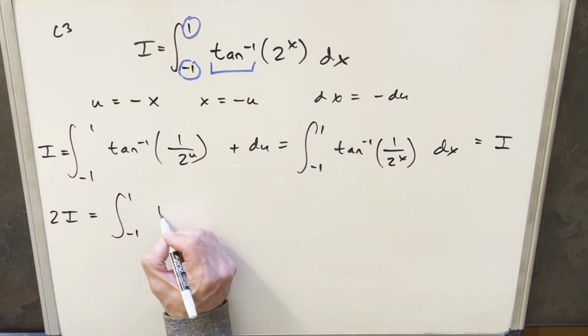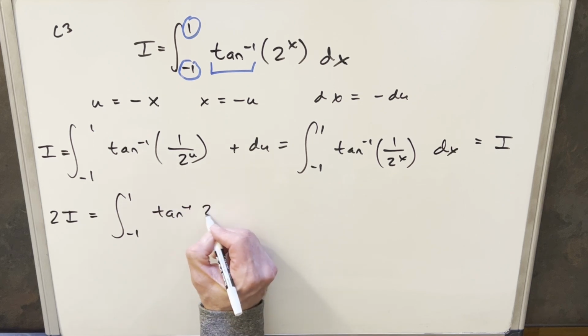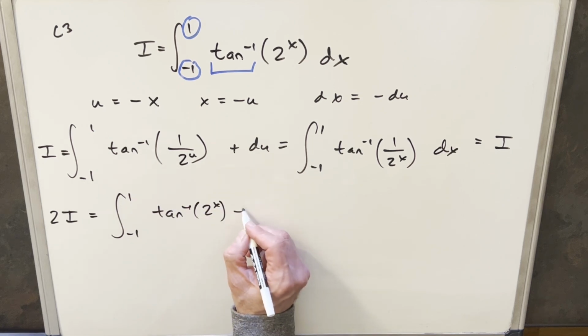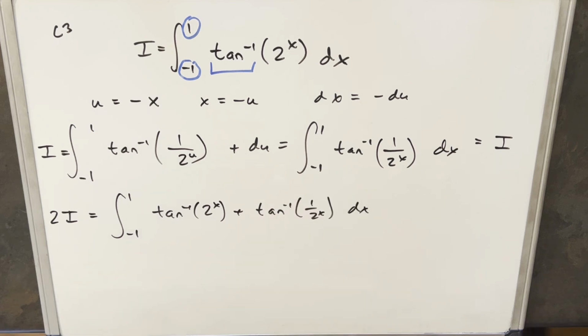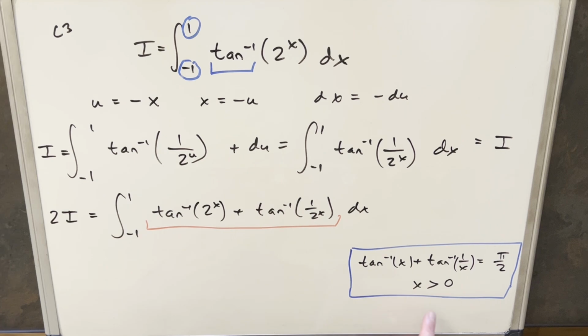So the first one, we're going to have just arctan of 2 to the x. And then for the second one, we'll have this thing. But now at this point, hopefully this thing right here is kind of familiar. We can use an identity on this. So let me just write out the identity we can use for this thing. Okay, we have our identity over here to the right.